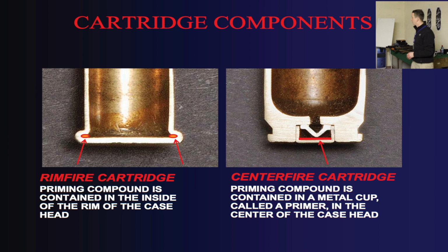With a rim fire, the priming compound is contained inside the rim of the case head. So if that's struck anywhere on that diameter, it will go off. The centre fire, as you can see, is much more well manufactured, a more expensive round, etc. The centre of it must be struck by the firing pin. I'll just hand out some.